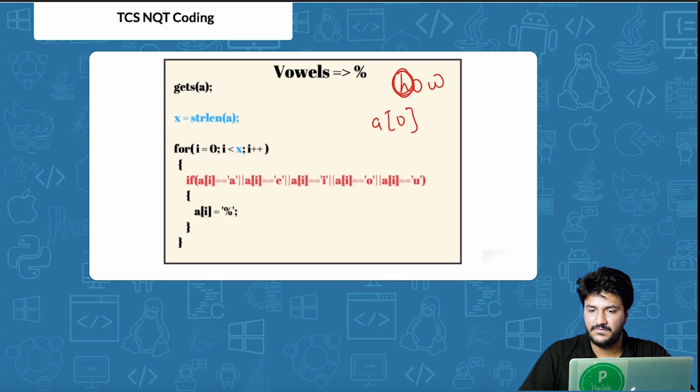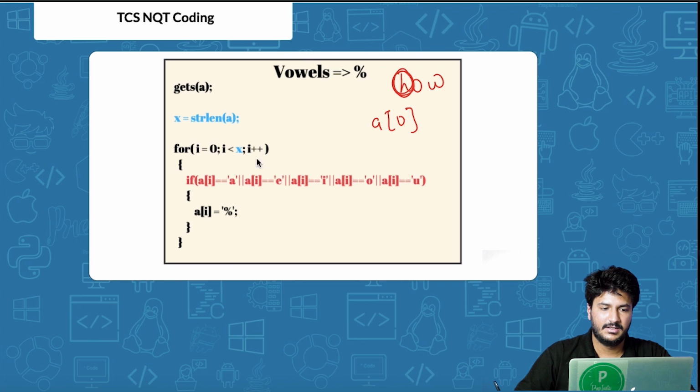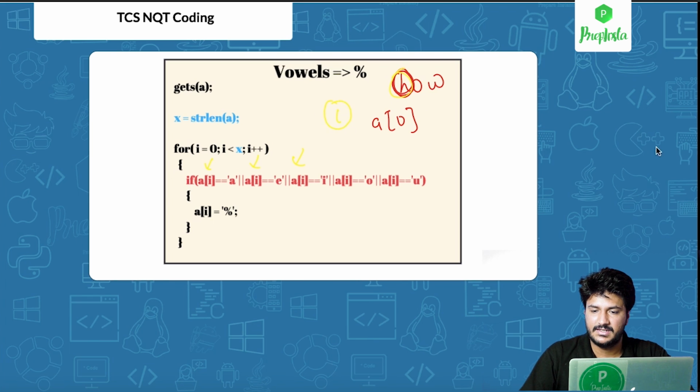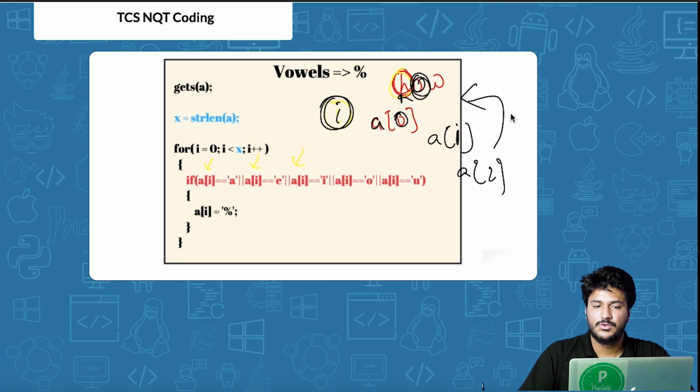So let me just use a different color of pen, just so that, yeah, this a of I, wherever we are using it, a of I happens to be this value, when the I value is 0, right? So a of I, that is a of 0, is h. When I plus plus happens, then a of 1 becomes O, then a of 2 becomes W. So this is how you are checking.